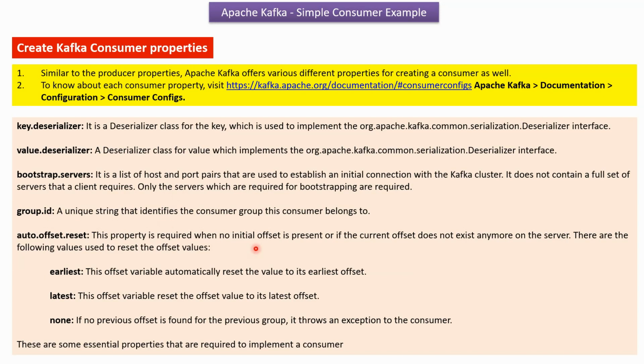Auto offset reset. This property is required when no initial offset is present, or if the current offset does not exist anymore on the server. And these are the possible values we can use. And these are some essential properties that are required to implement a consumer.